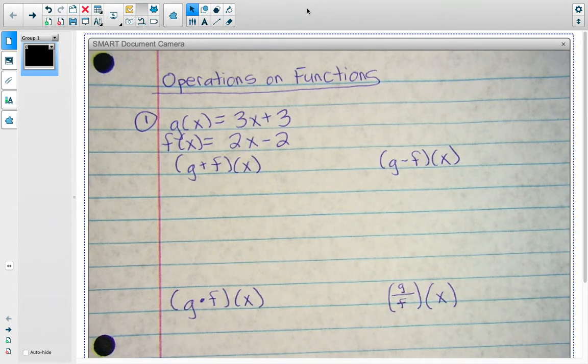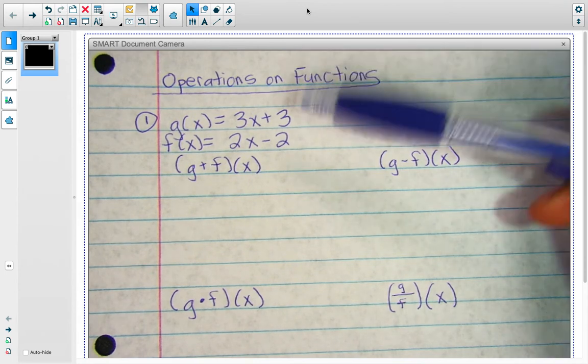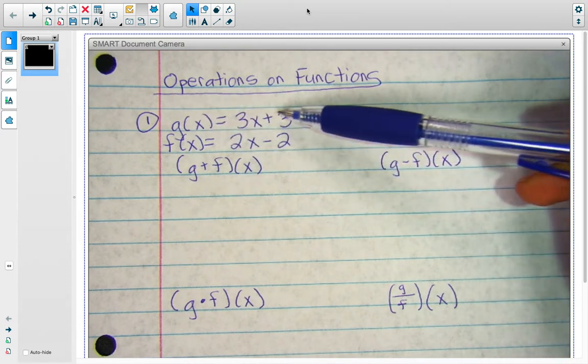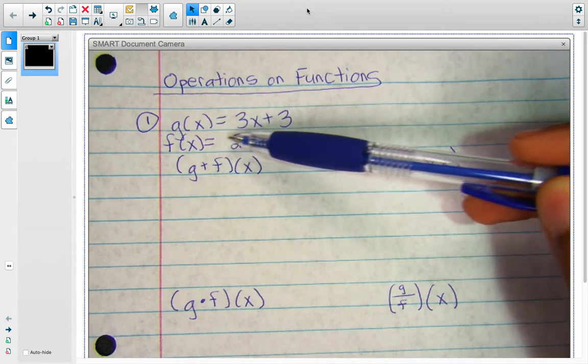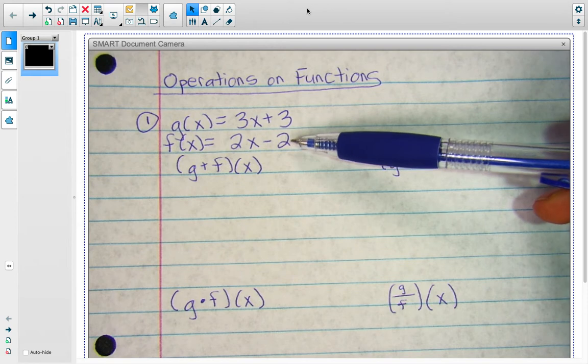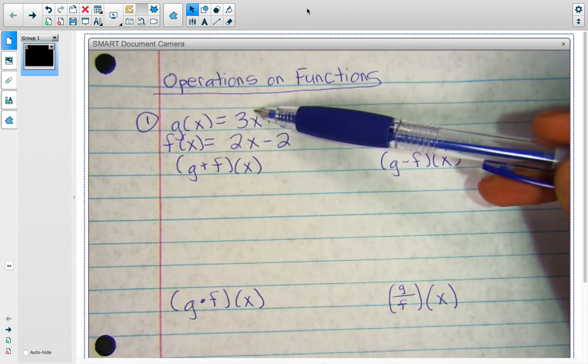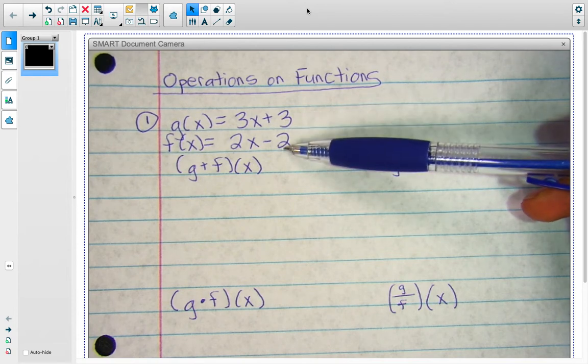When we add two functions together, and also when we subtract two functions, we're going to be adding and subtracting like terms. Depending on where you are and what you remember, you might look at these two functions that I have here. g of x equals 3x plus 3, and f of x equals 2x minus 2. We might just look at it and go, okay, these are like terms. 1, 2, 3, 4, 5. That's going to be 5x. And 3 plus negative 2 is 1.